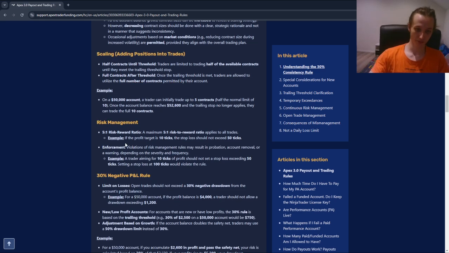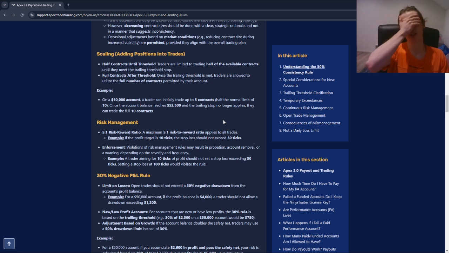Risk management. 5 to 1 risk to reward ratio. A maximum 5 to 1 risk to reward ratio applies to all trades, such as if the profit target is 10 ticks, the stop loss should not exceed 50 ticks. Which, if you ask me, that is a bit of gambling right here. You know, like risking 50.